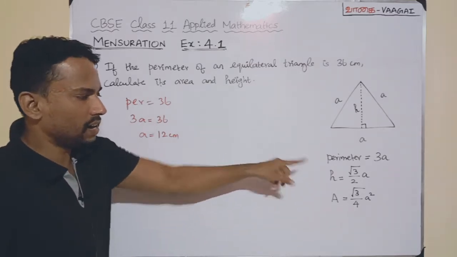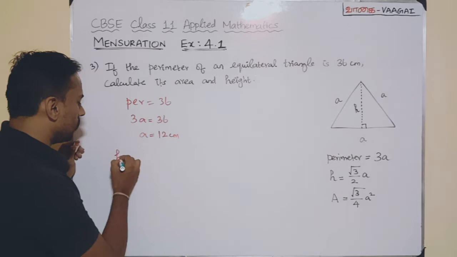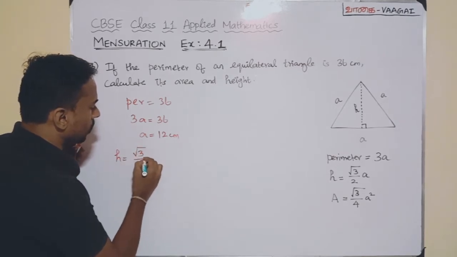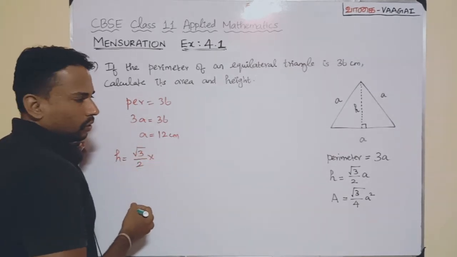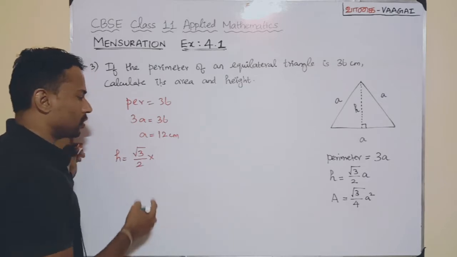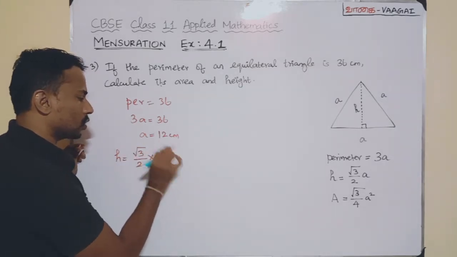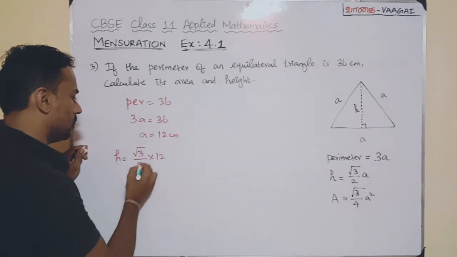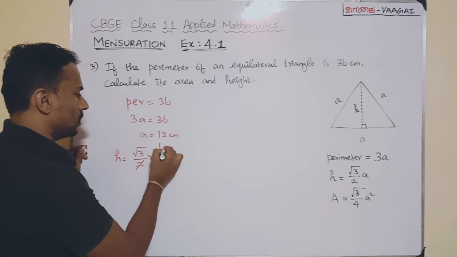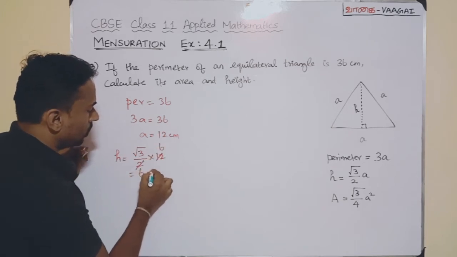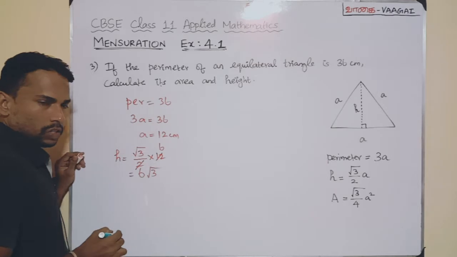We'll calculate the height first. Okay, so height will be what? Height is equal to root 3 by 2 into a. Correct? Root 3 by 2a is going to be the formula. So root 3 by 2 into a is 12. Just now we found it. So this will be nothing but, I can cut this 2 and 12 6 times. So I will happen to get 6 root 3. So 6 root 3 is going to be the height.